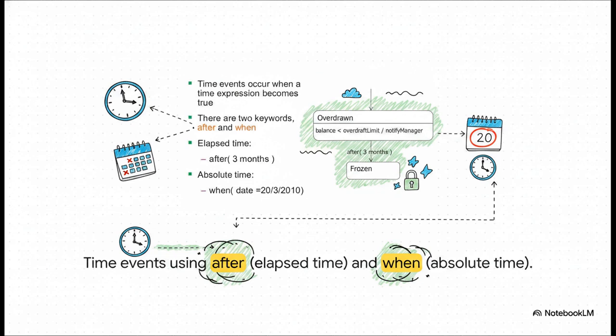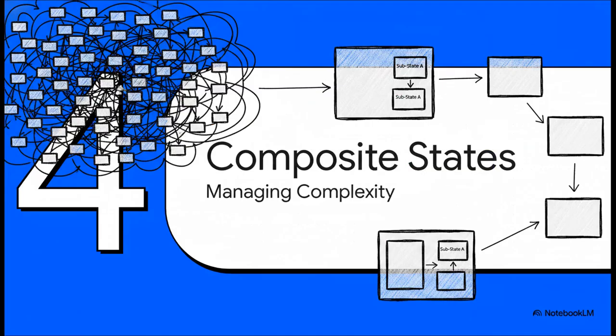After is used for elapsed time, like automatically freezing an overdrawn bank account after exactly 3 months. When, on the other hand, is for absolute time, like firing an event when the date hits exactly March 20th. This brings us to Section 4, Tackling Composite States.